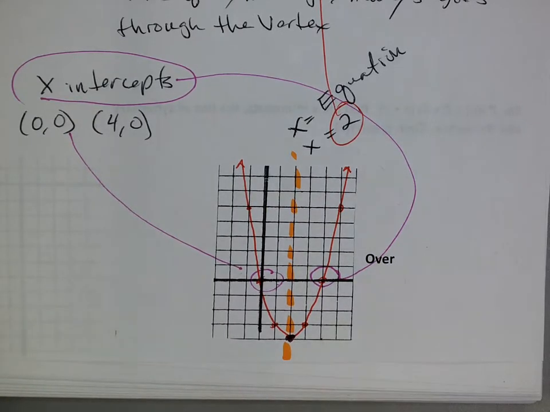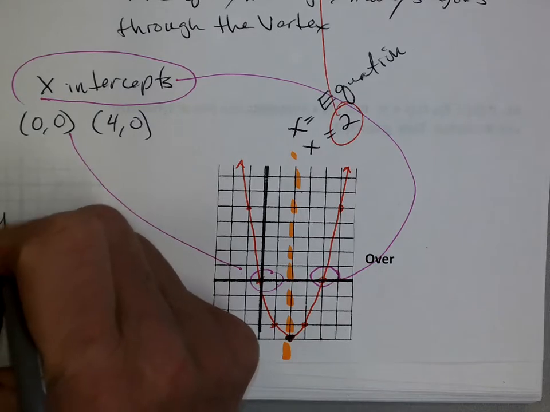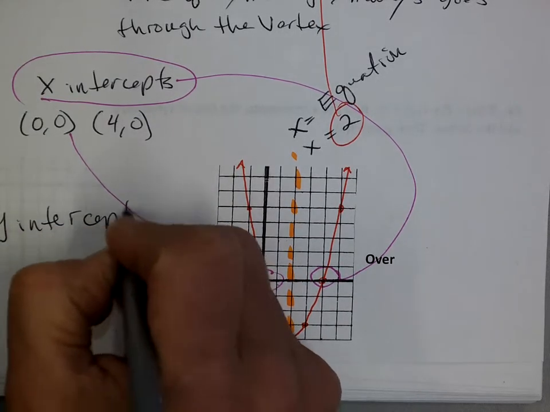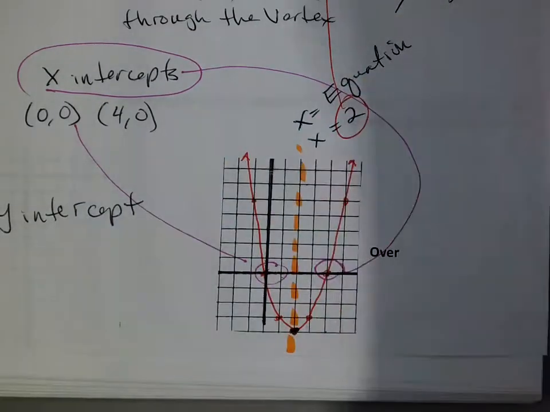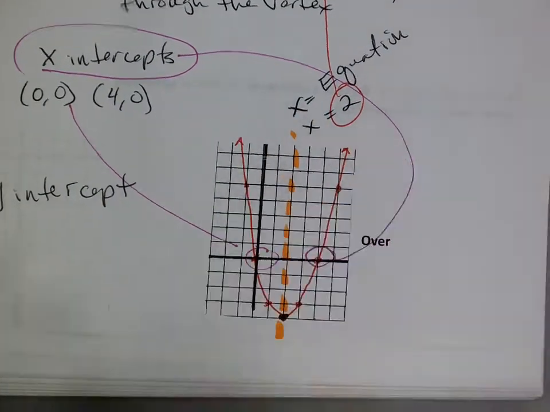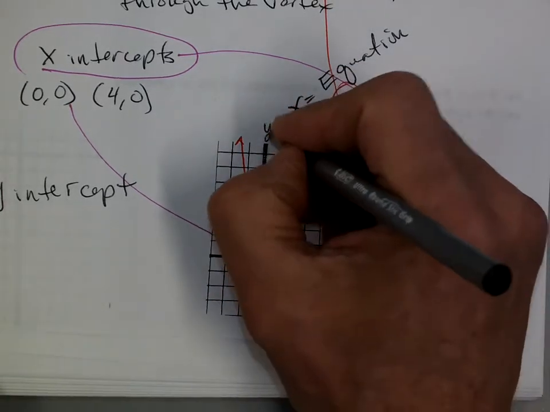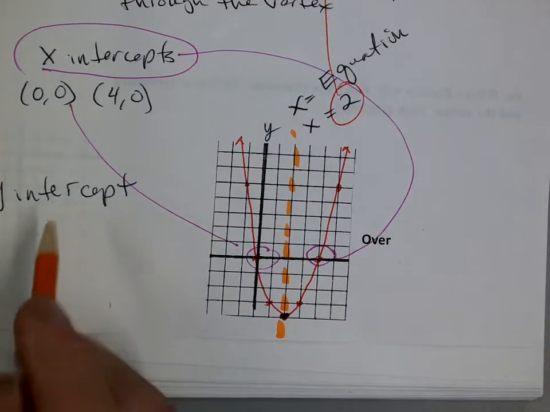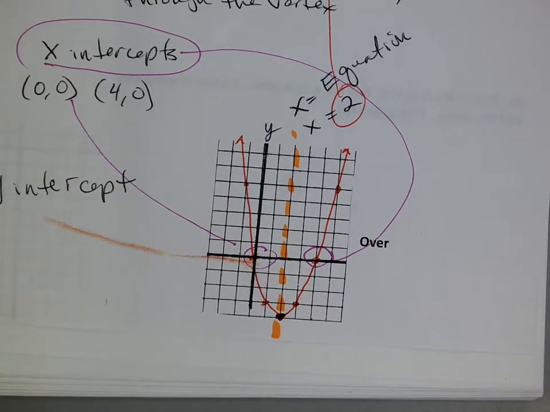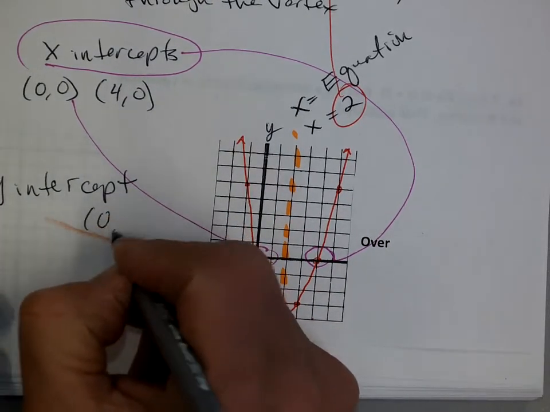So I also need the y-intercept. The y-intercept is where it crosses the y-axis, right? Here's the y-axis. And that is also right there. It doesn't always work this way, but sometimes it does. And the y-intercept is also at 0, 0, okay?